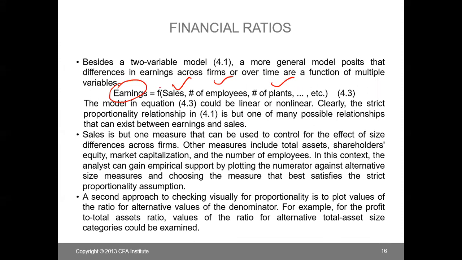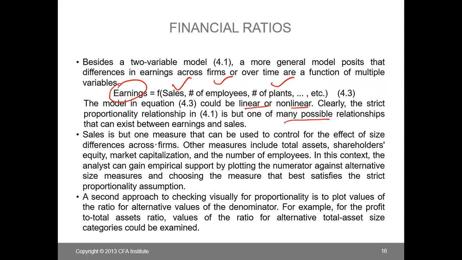The relationship between earnings and sales, or between earnings and employees, or between earnings and number of tenants, can be linear or non-linear. There are a number of possible relationships which can exist. So if you find that earnings and sales do not have a proportional relationship, in that case you cannot use the sales to control the differences in size. Rather, you have to look for alternatives.